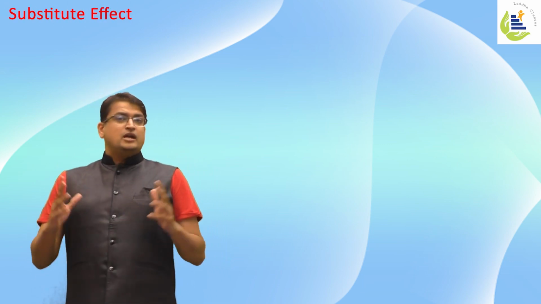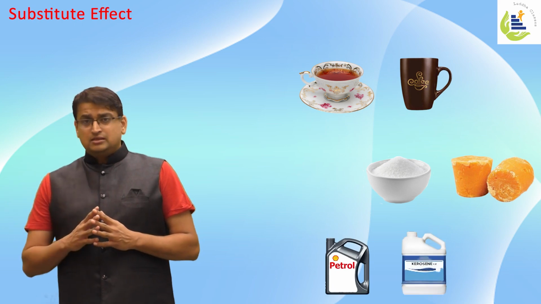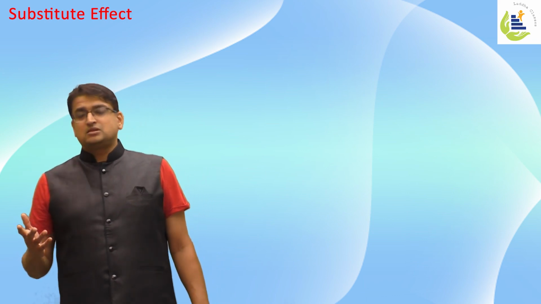Another reason why the demand curve slopes downward is the substitution effect. In the case of substitution goods, which have equally likely substitutes, like tea and coffee, sugar and jaggery, petrol and kerosene, if the price of a specific commodity increases, then for a consumer the price of its substitute looks cheaper. So, it tends to buy the cheaper substitute. Hence, demand for the specific commodity reduces and its substitute increases.